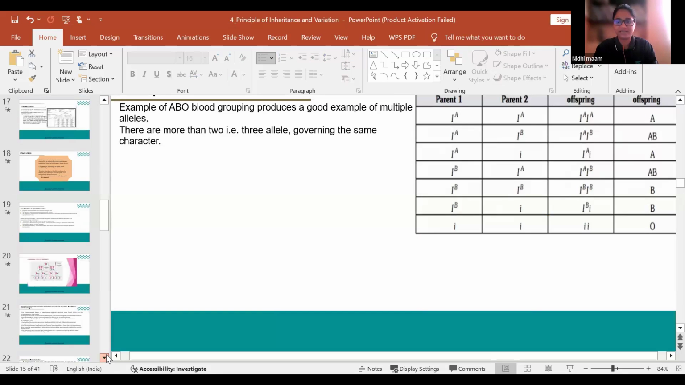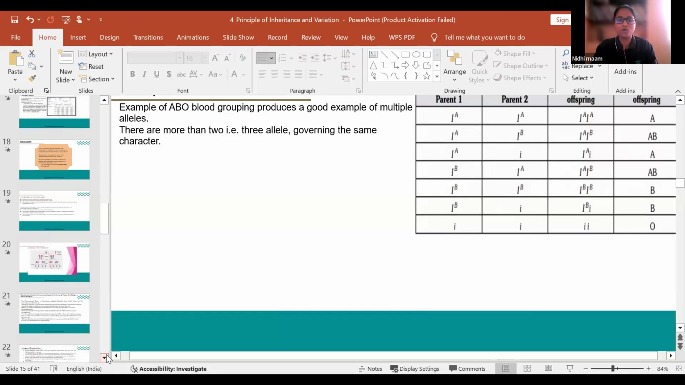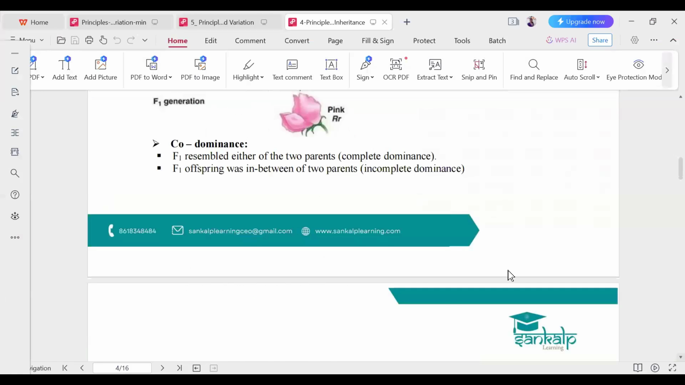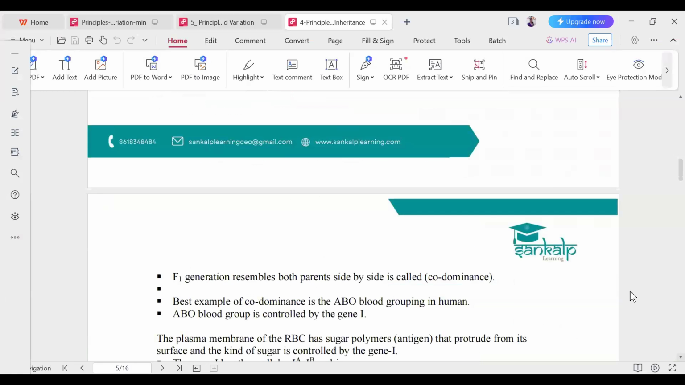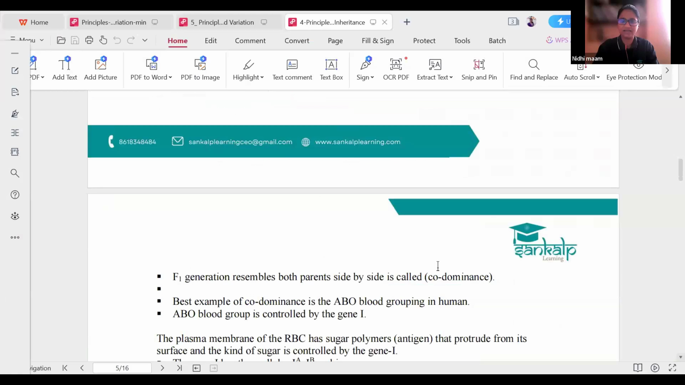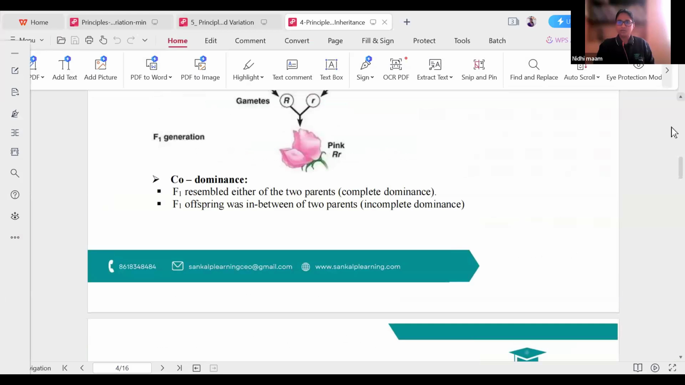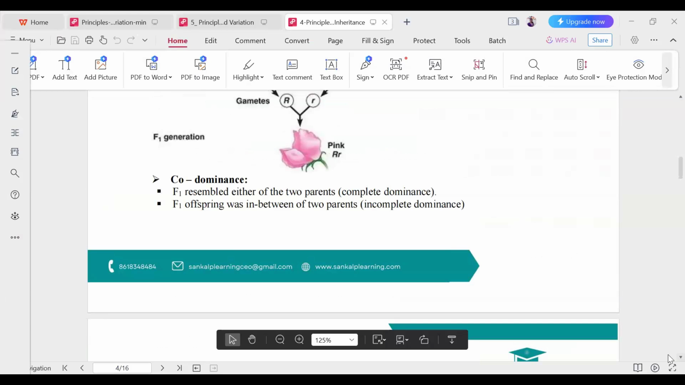Okay, let me explain it then. I hope codominance is understood by everyone. Yes. Here I will explain it. Yes, Lubna, can you read codominance? F1 resemble. One minute.